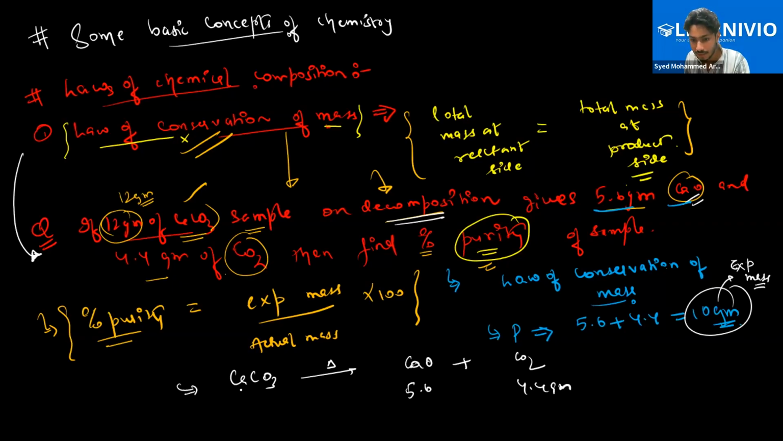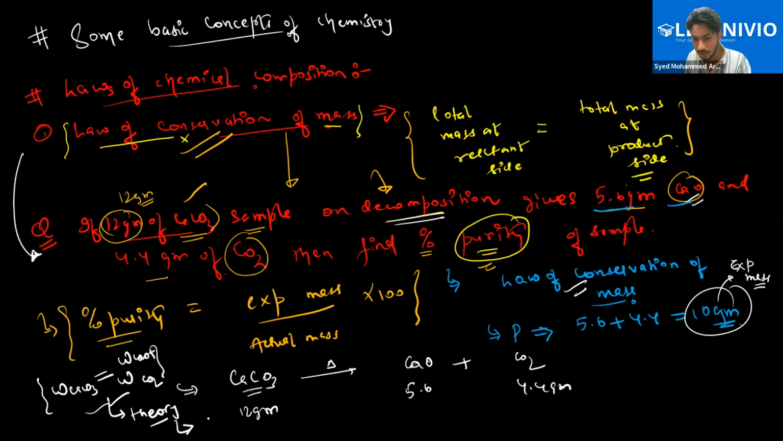And on the reactant side, how many grams of CaCO3 are there? 12 grams. Now, again, the concept is applying the law of conservation of mass. Because the weight of CaCO3 should be equal to the weight of CaO plus the weight of CO2. But it is not equal.